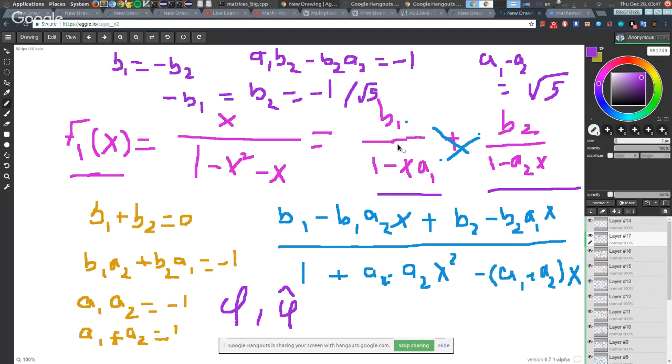So these a's and b's, we all have them. So this can actually be written nicely. Yes, I remove this now. There's b1.